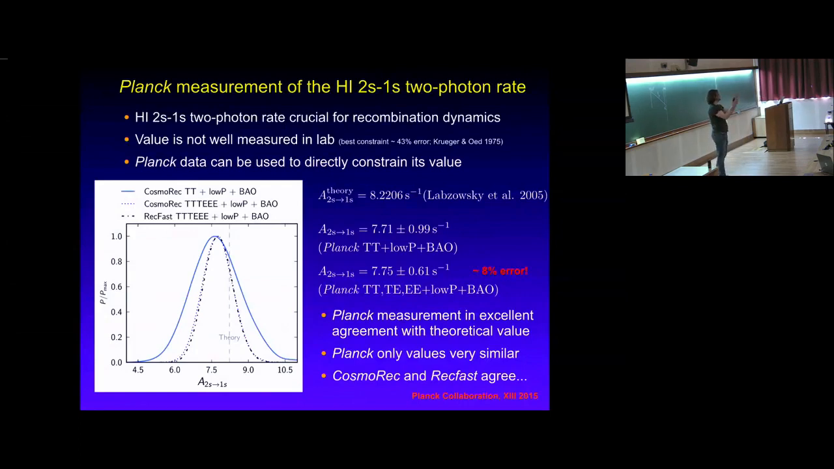Exactly, yeah. So again, I'm not trying to tell you that there aren't ways to change the two-photon decay rate. If you have varying fundamental constants, you can in principle affect this, and I will talk about that as well in a second. But it is a beautiful test of the internal consistency of the Planck data, and well, you get a value. You have a measurement.